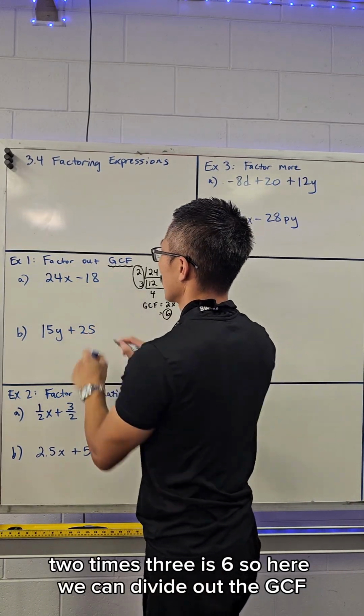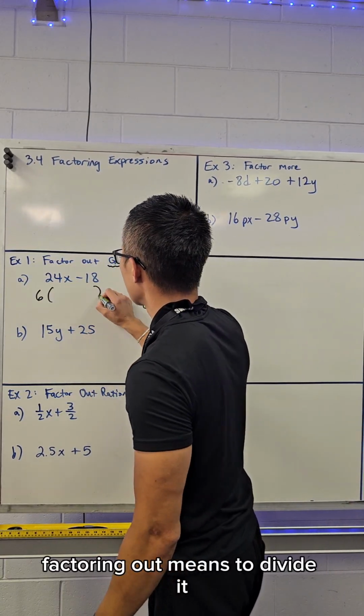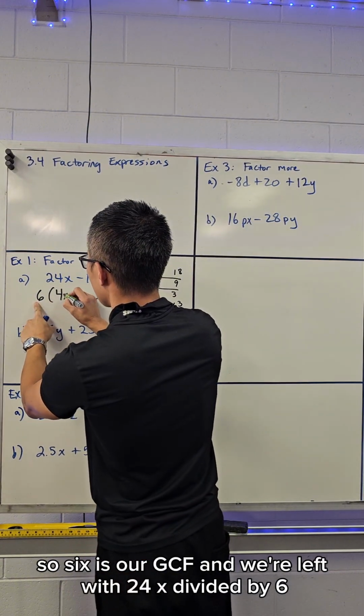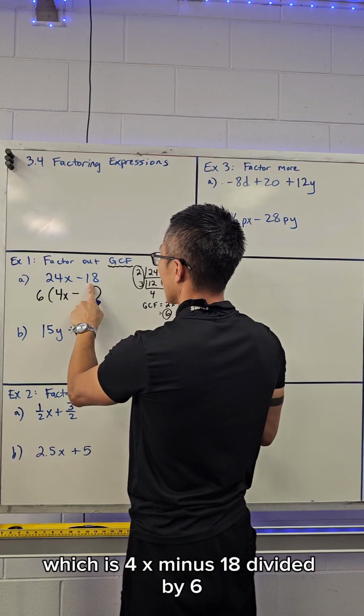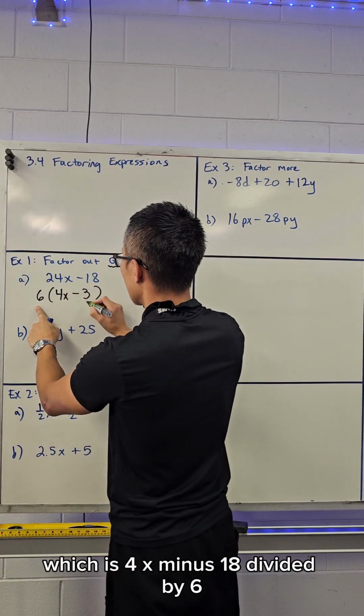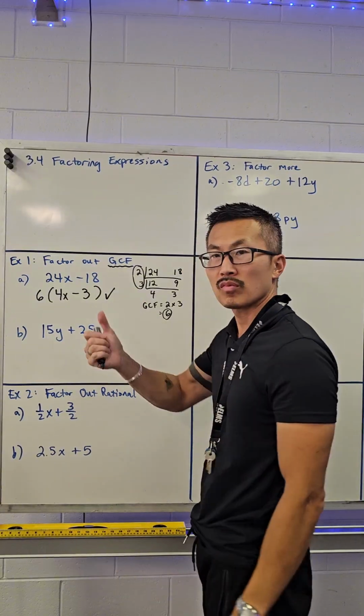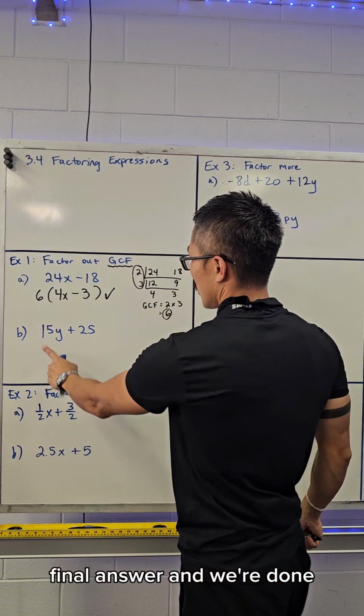So here we can divide out the GCF. Factoring out means to divide it. So 6 is our GCF, and we're left with 24x divided by 6, which is 4x, minus 18 divided by 6, which is 3, and nothing 4 and 3 have in common. Final answer, and we're done.